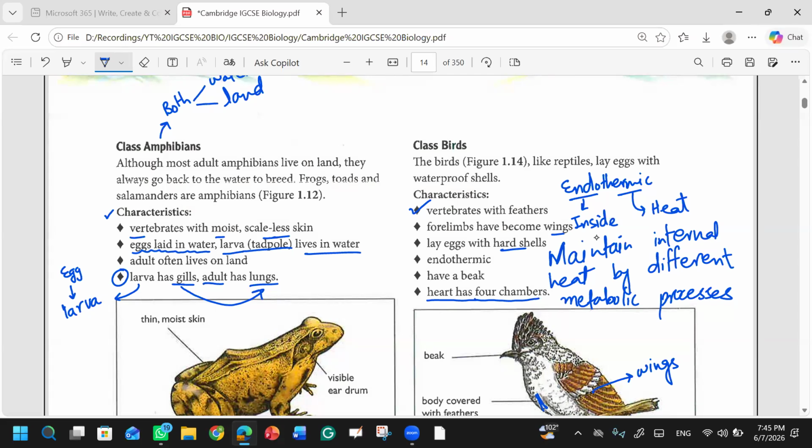And there is another terminology for endothermic, that they are hot blooded. Their blood is hot. That's why they are known as hot blooded. Clear? Some organisms are cold blooded, we will see, but these are hot blooded. Their blood is hot.